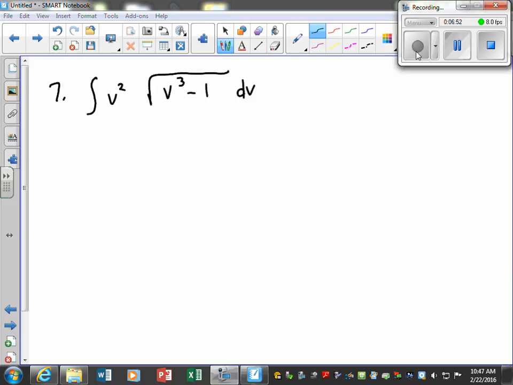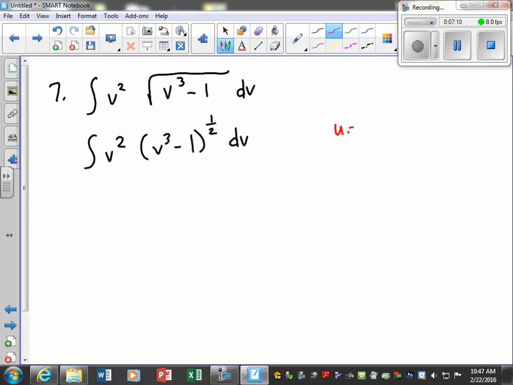Okay, our first step is we want to rewrite this radical using exponents. Now, if we're using u substitution, we're going to choose this one to be u. And we talked about this previously, the best way to select u, and sometimes it's trial and error. If it doesn't work out for you, then try the other term.